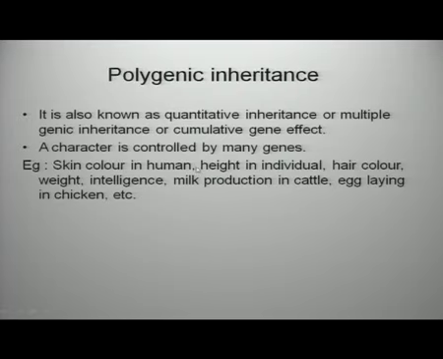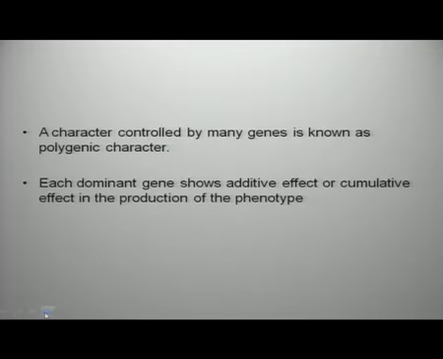There are so many examples: skin color in human beings, height in individuals, hair color in humans, weight in humans, intelligence, milk production in cattle, egg laying in chicken, etc. So, in short, a character that is controlled by many genes is known as a polygenic character or quantitative character rather than a qualitative character.